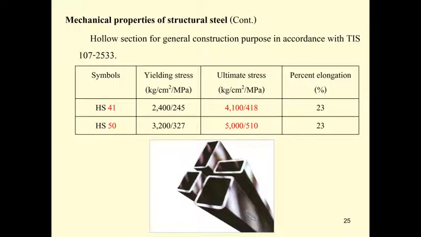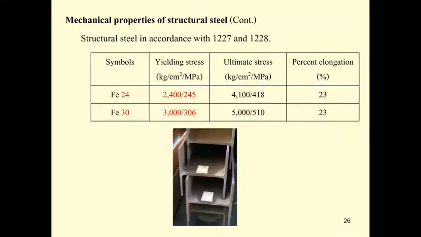And if you have the hollow section, you're gonna follow the TAS 107. Hollow section has a symbol of hollow H, and S is section, and then it's spec by 41. That is spec by ultimate stress, not the typical yielding stress. And if you go to the structural section, that's hot rolling, cold rolling, you get FE24. This 24 is going to specify your yielding stress.